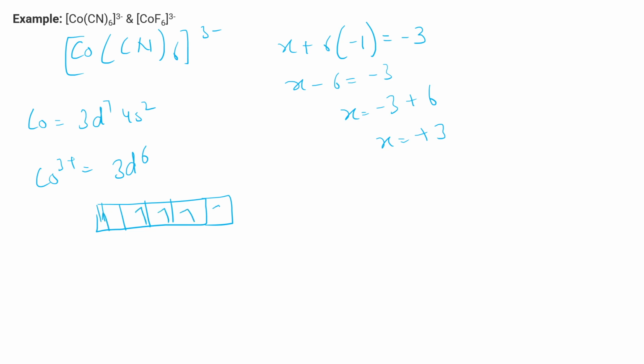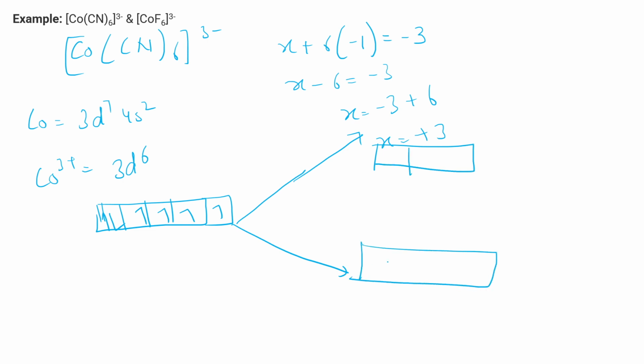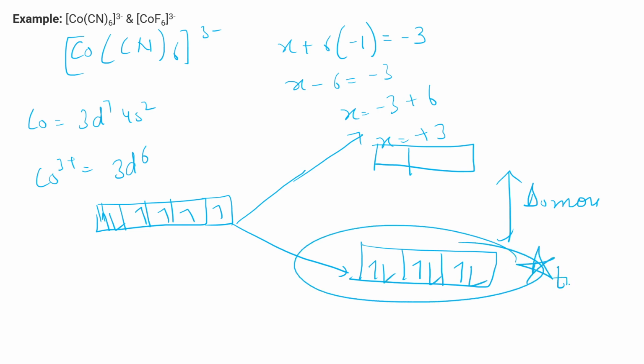1, 2, 3, 4, 5 and 6. As the ligand is strong, the delta naught value will be more. So delta naught is more, then what will happen? The filling of electrons will be in the lower orbital only. We need to fill six electrons, 1, 2, 3, 4, 5, 6. The 6 electrons are filled in the t2g orbital only. eg is empty because delta naught is more, electrons can't be filled in the higher energy orbitals.